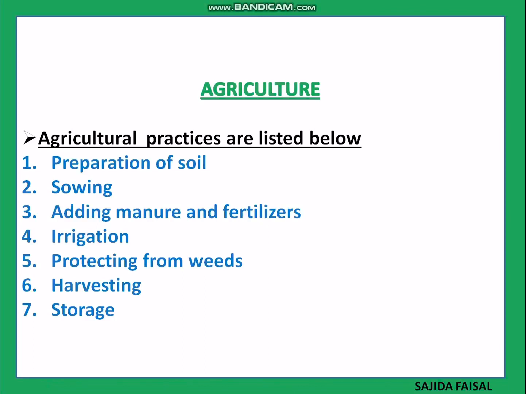In the last class we learned about agriculture and the agricultural practices we listed. In that there are 7 steps. The first step we already learned in the first part. Then preparation of soil, we prepared the soil. Today we are learning about sowing and adding manure and fertilizers, the second and third steps.